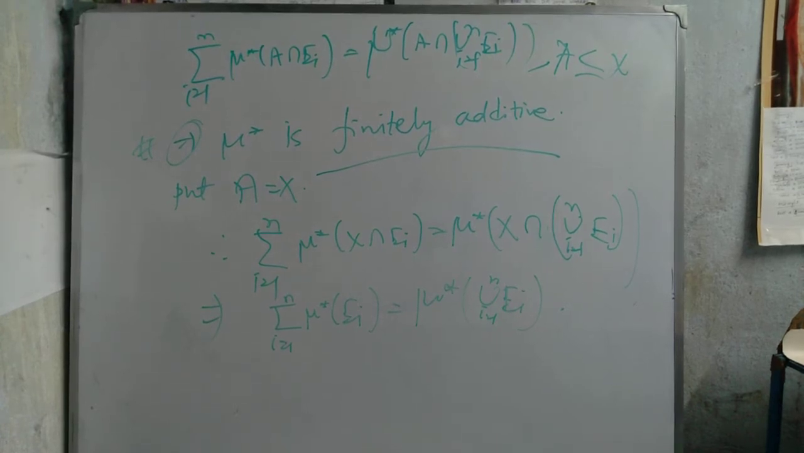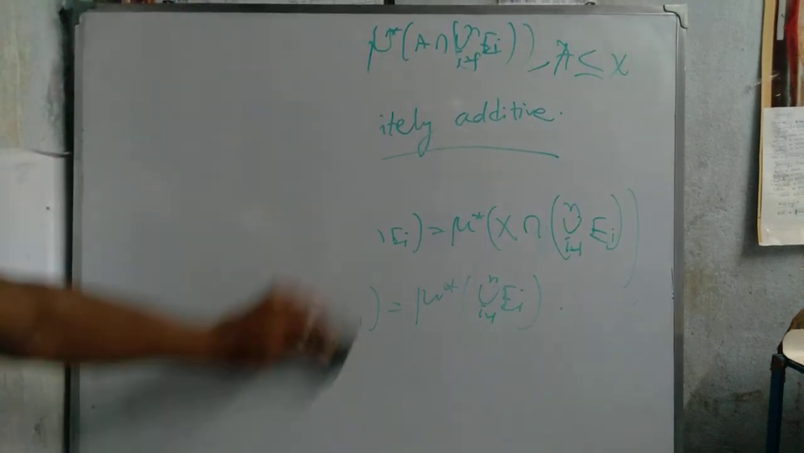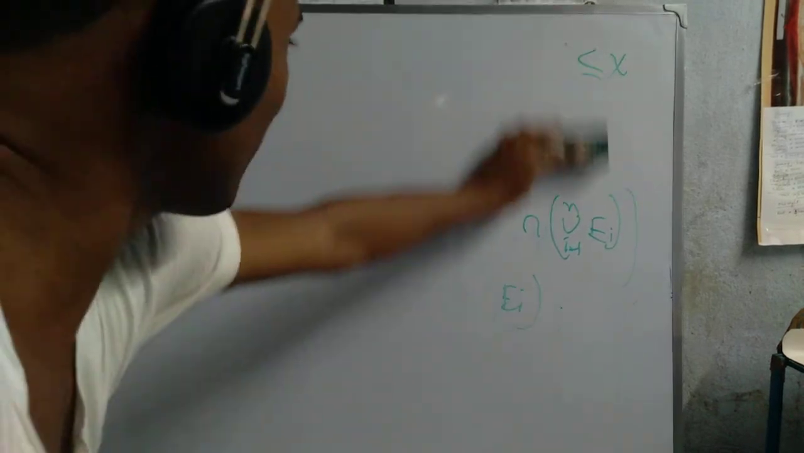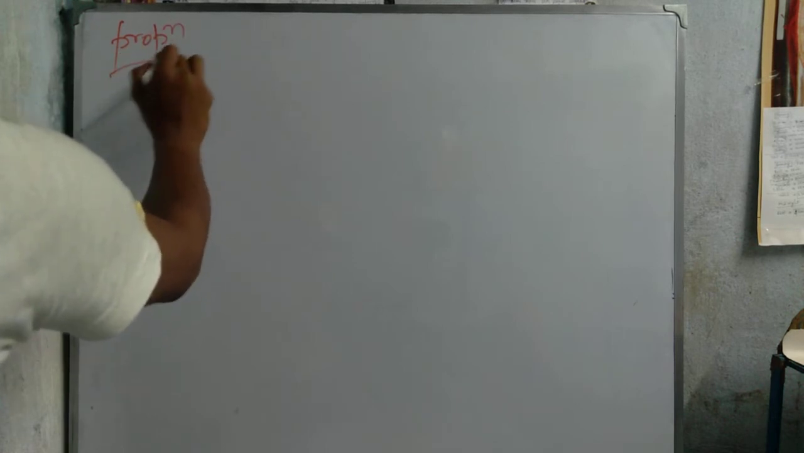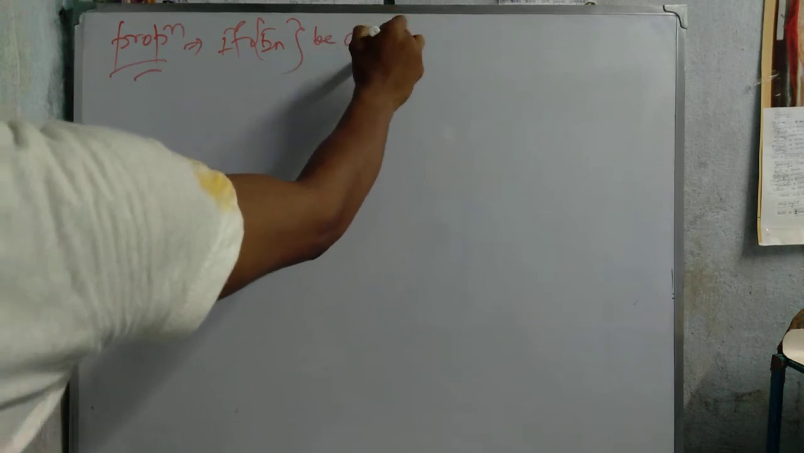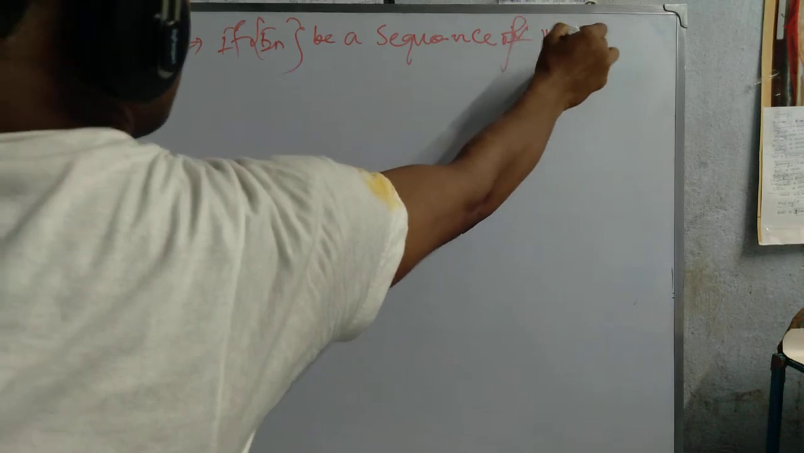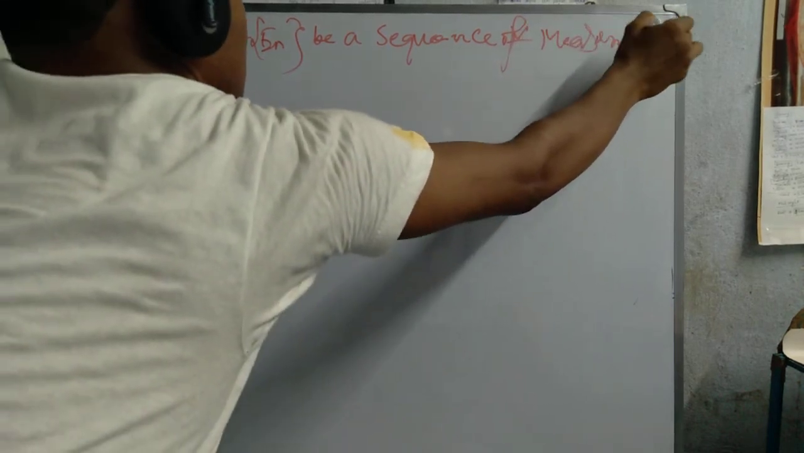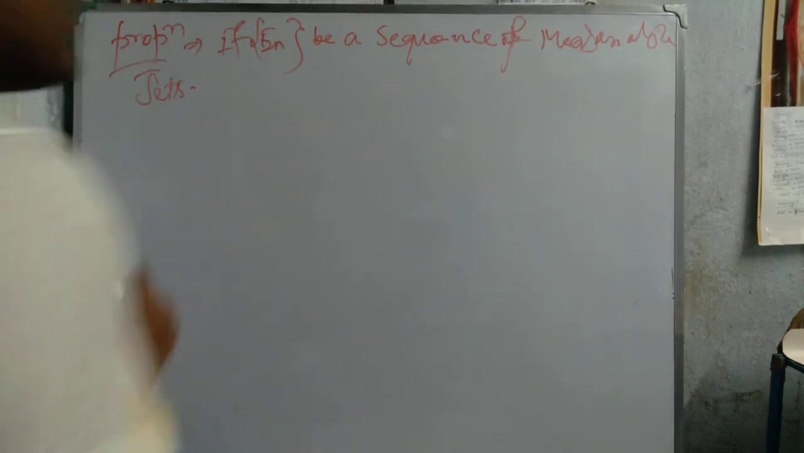So next I'm going to further discussion of that proposition. Okay, understand or not? I think understand. Next we talk about this proposition, that means further discussion of this proposition. If En is a sequence of measurable sets, then what happened?